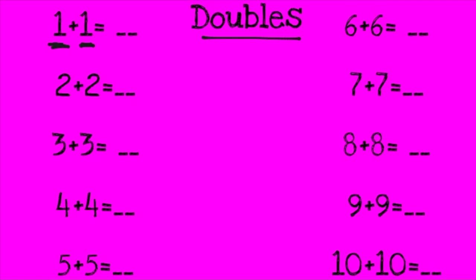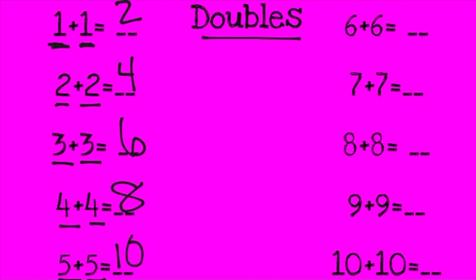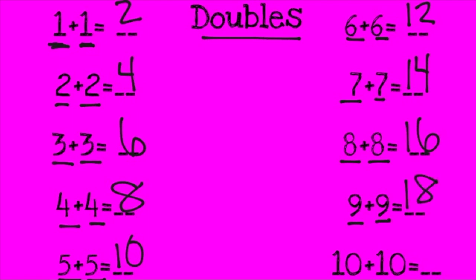So 1 plus 1 equals 2, 2 plus 2 equals 4, 3 plus 3 equals 6, 4 plus 4 equals 8, 5 plus 5 equals 10, 6 plus 6 equals 12, 7 plus 7 equals 14, 8 plus 8 equals 16, 9 plus 9 equals 18, 10 plus 10 equals 20. Awesome job. So these are our doubles facts.